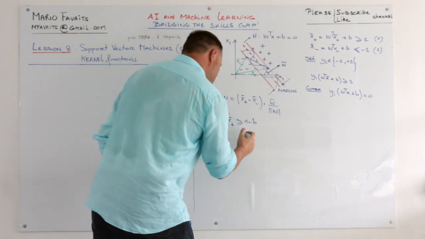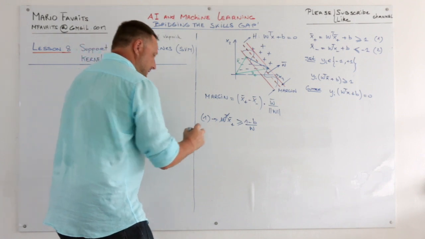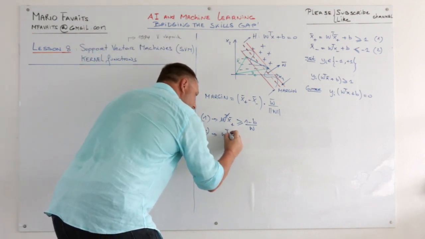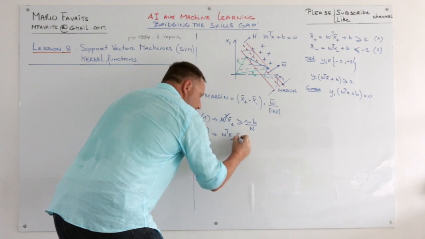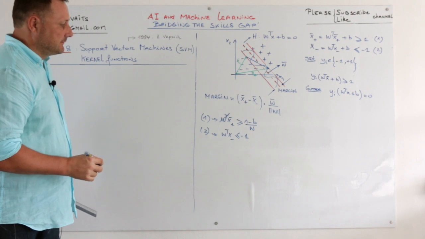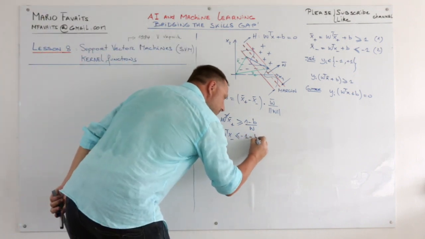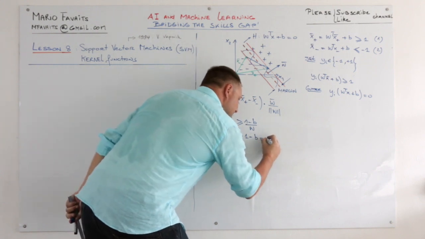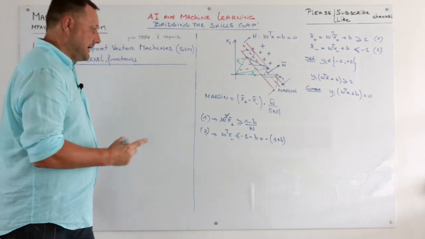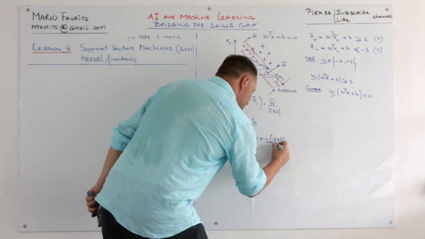So for x plus, I need to divide by w. And then number 2, I have w transpose x minus is smaller than or equal to minus 1 minus b. So that means it is minus 1 plus b. Okay, and that I divide by w as well.